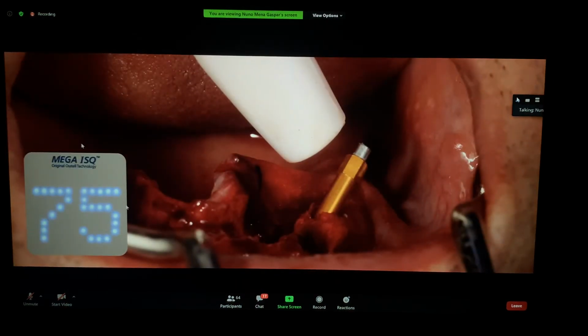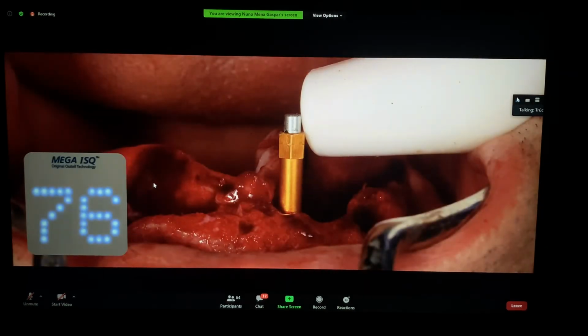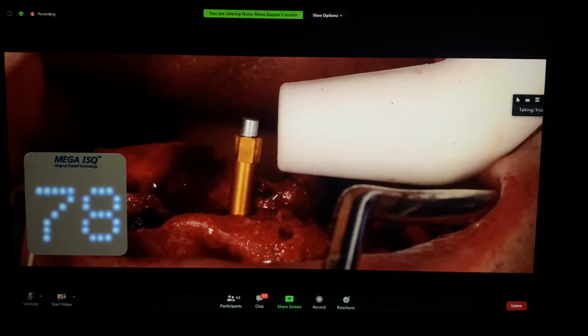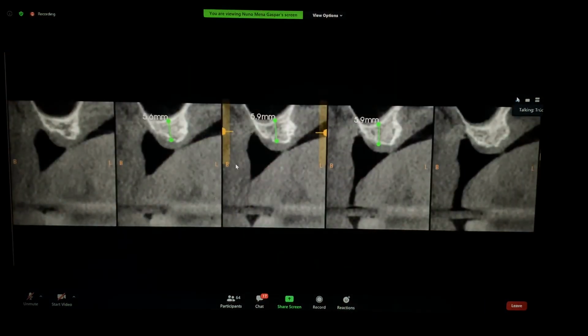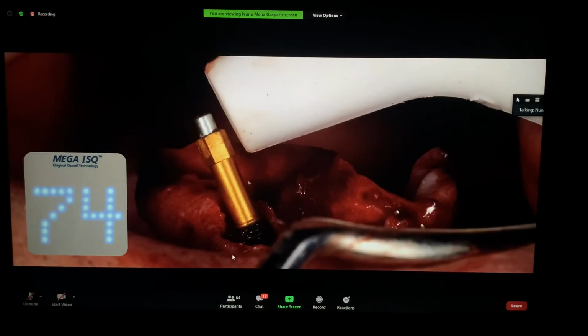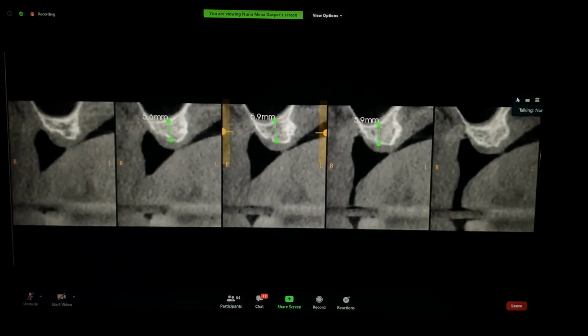Good ISQ in every anterior implant. I placed the multi-unit abutment and measured the initial stability, which was 75. I knew I could immediately load these 4 implants.